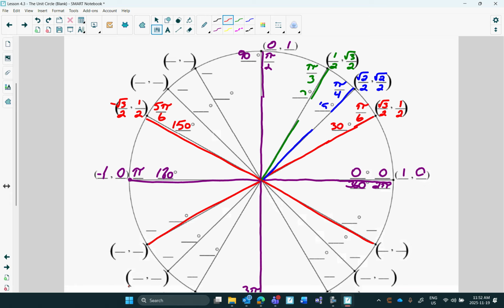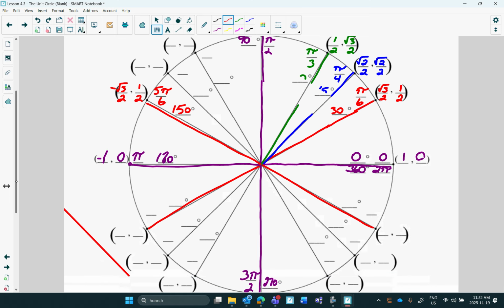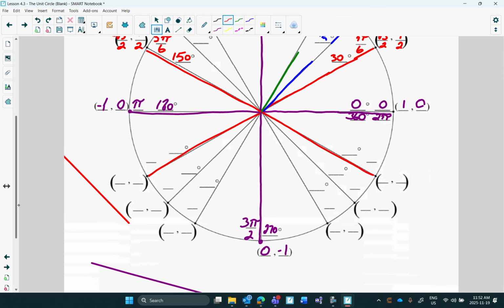The next angle is 210, because it's 180 plus 30.